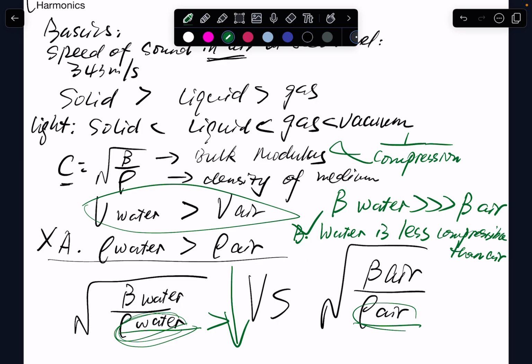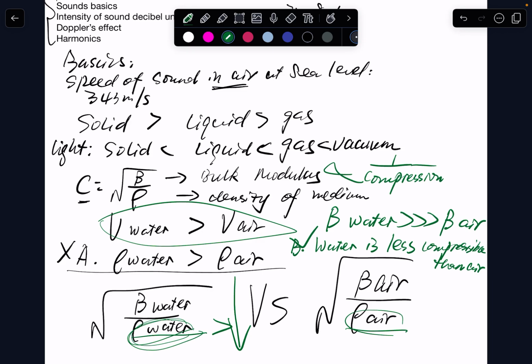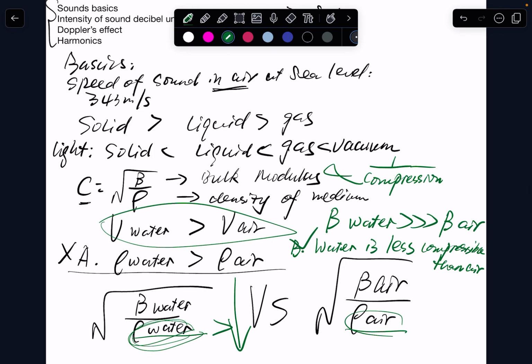Okay, so that's about the equation. And then also, if you have noticed from the equation, since the denominator has to have some density, right?